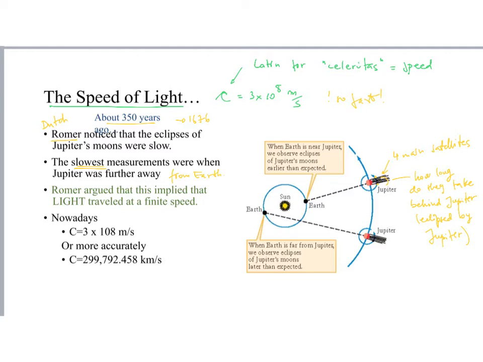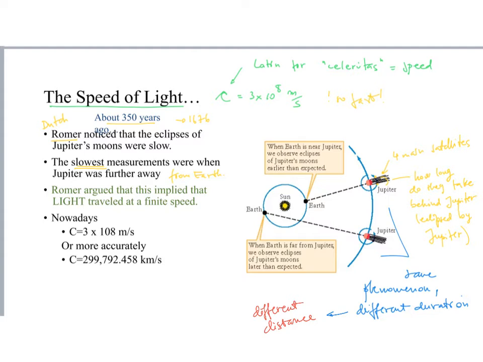So basically it's the same phenomenon, but different duration. The only difference was different distance. And so Romer argued that this implied that light traveled at a finite speed. And he was actually able to calculate that speed based on these measurements.